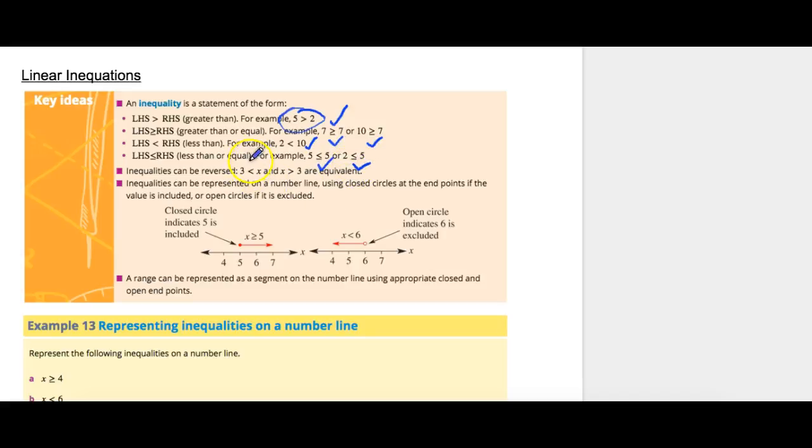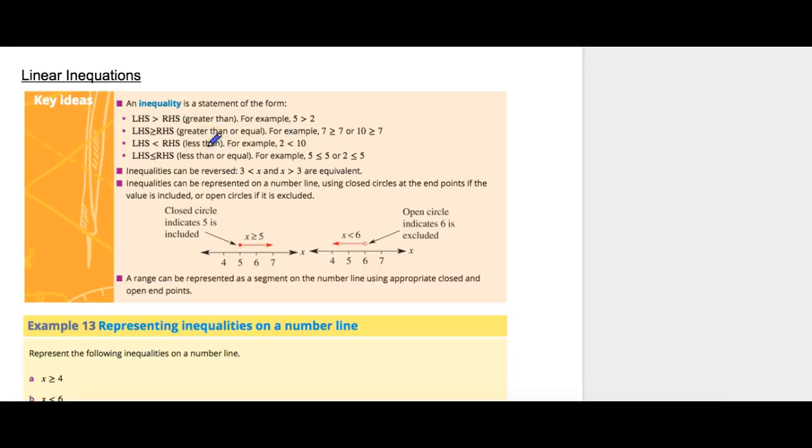And just remember, you can reverse them. So 3 less than x is the same as x is greater than 3, because remember the crocodile eating the bigger side, so the crocodile is still facing the larger side, it's just facing the other direction.